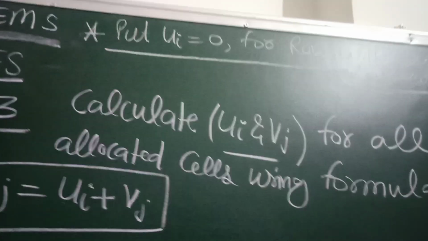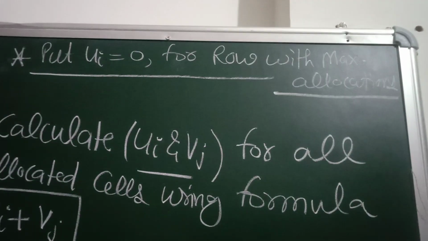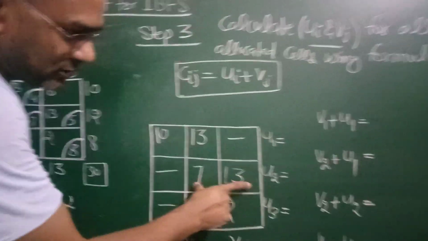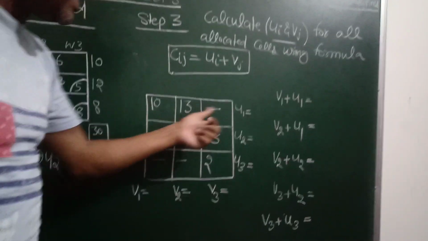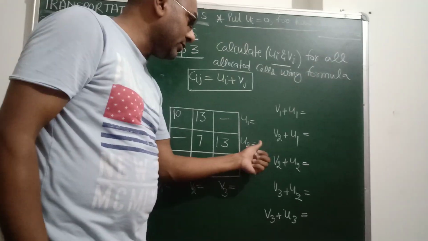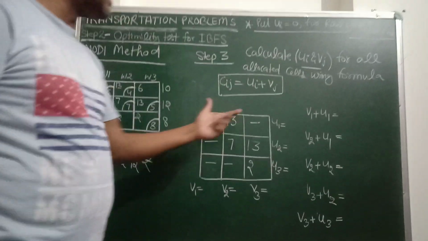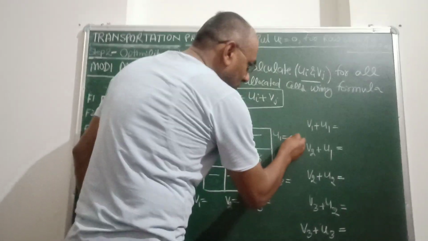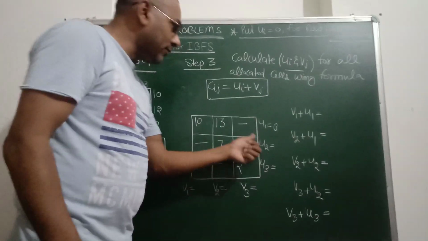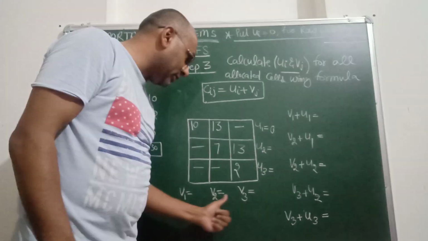But in this case there are 2 allocations here and also 2 allocations here, so there is a clash. So we can choose either u1 or u2 equal to 0. In this case, let us suppose that the value of u1 is 0. Now we will find the values of u2, u3, v1, v2 and v3.